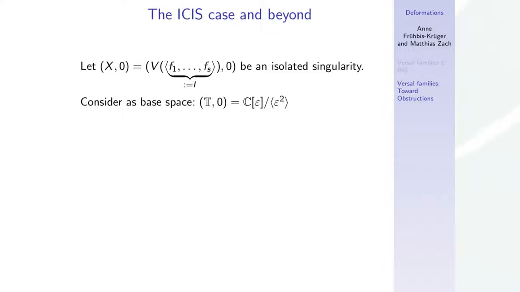So let us just look at a space germ with an isolated singularity at zero given by an ideal generated by f1 to fs. And now for that space germ, we want to compute a first-order deformation. So actually, we want to perturb the ideal. We want to perturb our variety. And of course, we need parameters for that. And the simplest possible base space for that is Spec C[epsilon] modulo epsilon squared. So we have one parameter, and the square of the parameter is even zero. There should be a Spec in front of it, sorry.